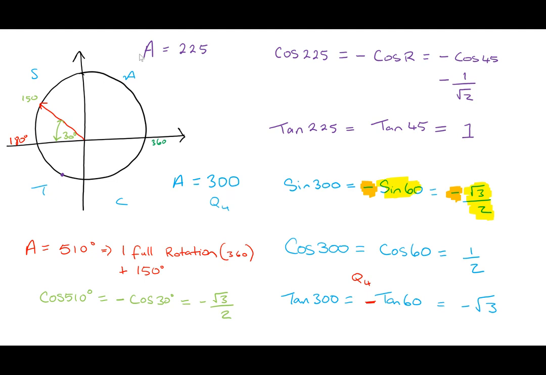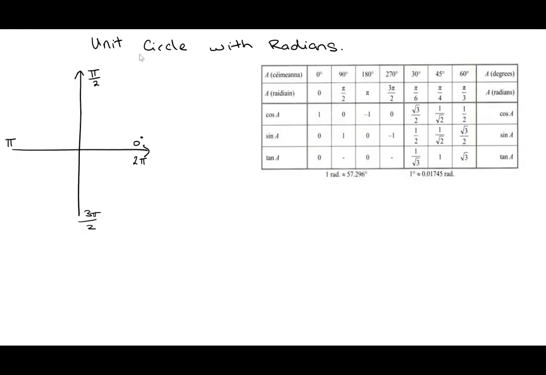Now let's look at the unit circle with radians. Instead of 0 degrees, 90 degrees, 180 degrees, we know that in radians, pi is equal to 180 degrees. So I have 0 degrees, 90 is pi over 2, 180 is pi, and 270 is 3 pi over 2, because you have to be able to read this in both radians and degrees.